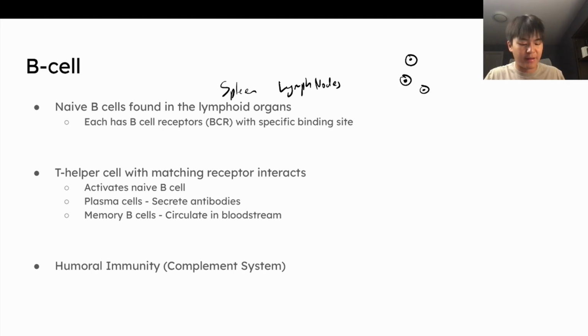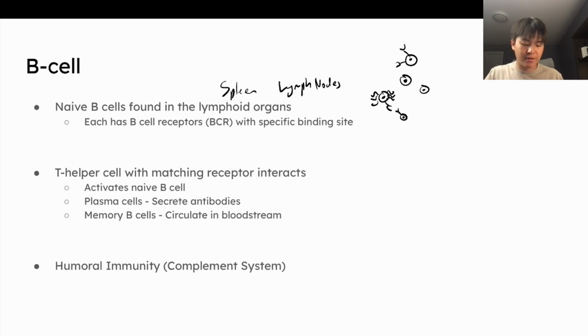Look at these B cells. They're all naive. They're just chilling, right? But they have these things called B cell receptors. Now these are very similar to T cell receptors in the fact that they have specific binding sites for proteins, for antigens. And now let's look at this helper T cell, right? Helper T cell has their T cell receptor that's specific for a specific antigen, right? Now he's going to find the one that matches. Okay, this guy doesn't match, and let's say he finds the one that matches. This guy, right?